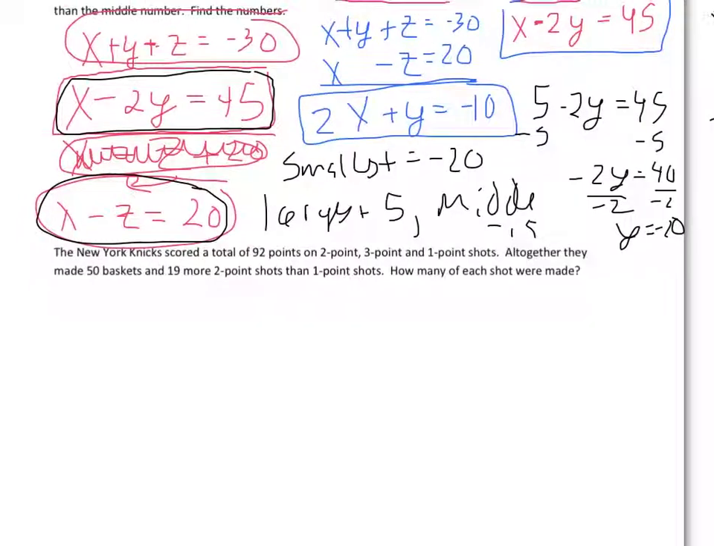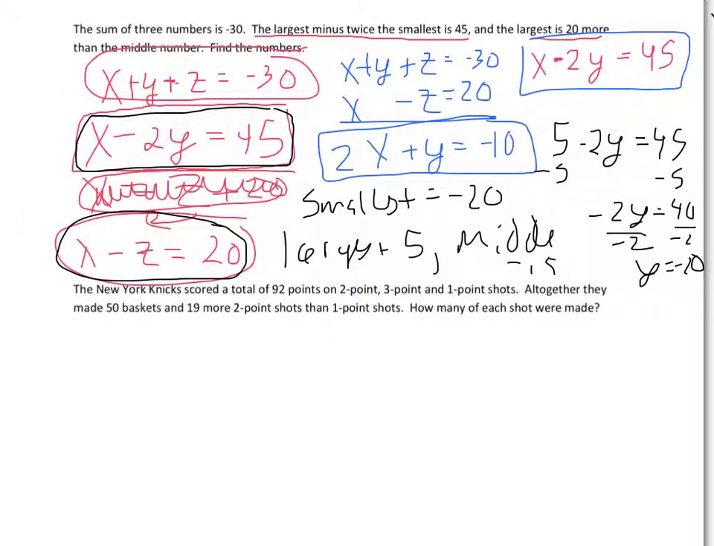So we have the three numbers now. We know the largest is 5, the smallest is negative 20, and the middle is negative 15. If we add those all together, we get negative 30, and it follows the rest of those properties. So that is the way we do that one.